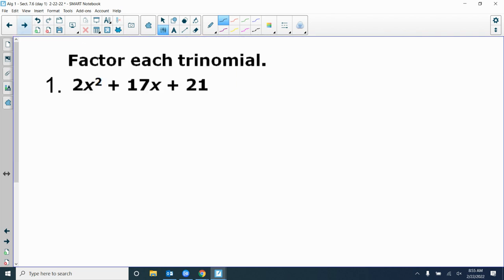All right, we're going to do one just by what we call trial and error. Guess and check. So this is that number one on your thing. It says 2x squared plus 17x plus 21. So underneath it, put parentheses.